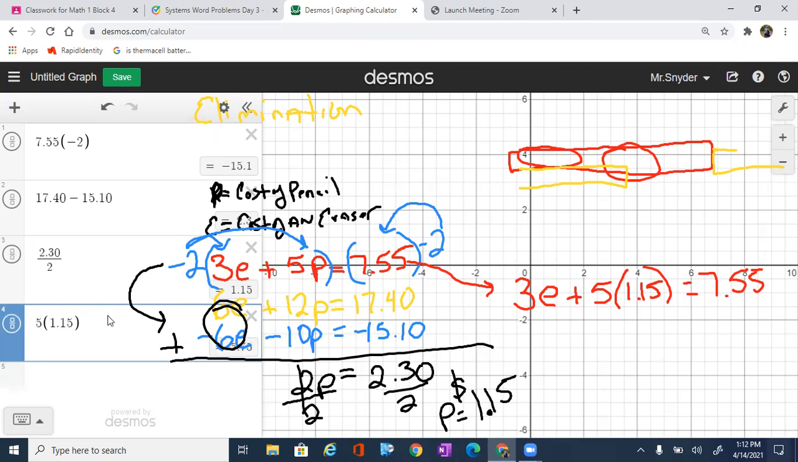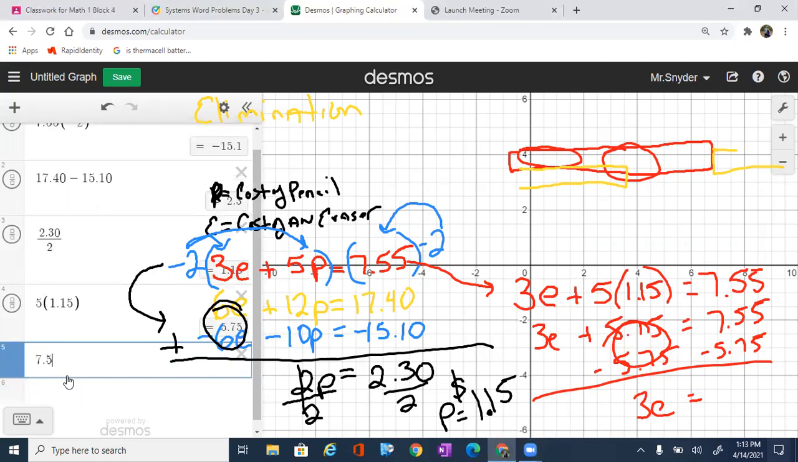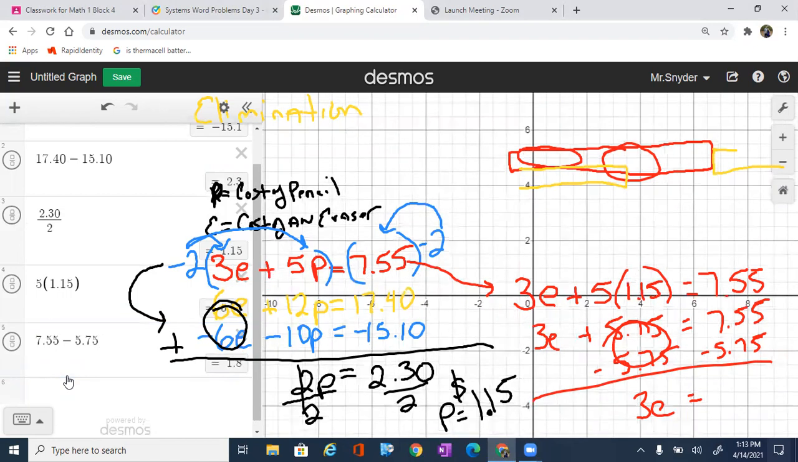And so I'm going to go ahead and write it all out. 3E plus $5.75 equals 7.55. We're going to subtract off the 5.75. That cancels. We get 3E. And then we do $7.55, and we subtract off $5.75, giving us $1.80 at this point.